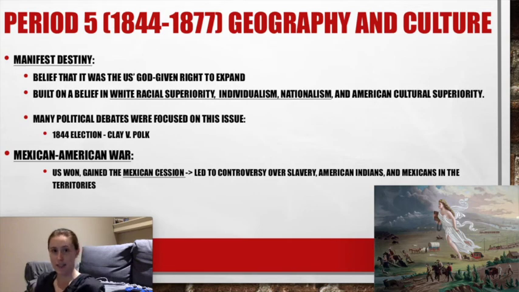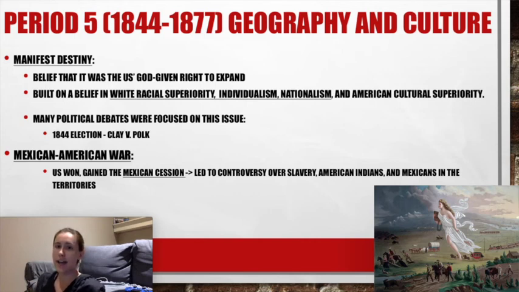So Manifest Destiny, one of the foundations is going to be the idea that the United States is the greatest country in the world. And as such, the United States has and should expand and really have control over more territory as the greatest nation in the world. The idea of pride in one's nation, nationalism.